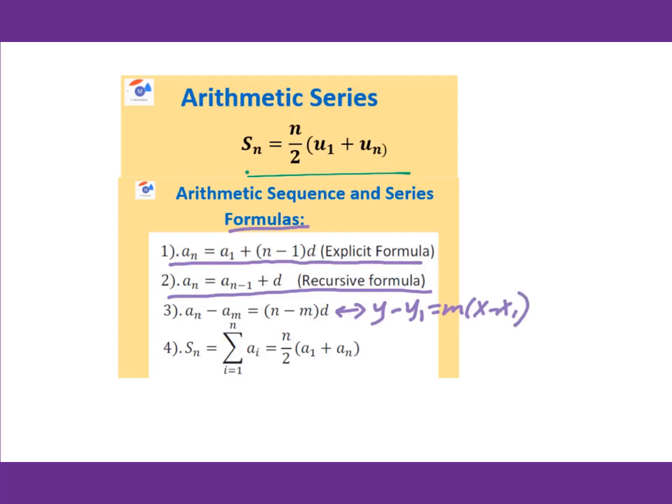S sub n means the sum of a sub i as i goes from 1 to n. In other words, it means a sub 1 plus a sub 2, keep adding to a sub n, equals n over 2 times the first term plus the last term.